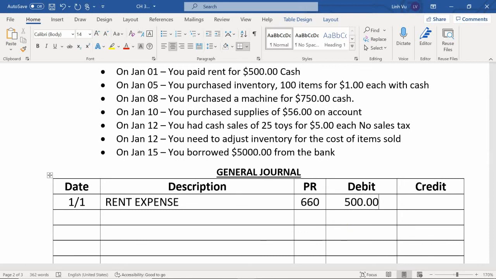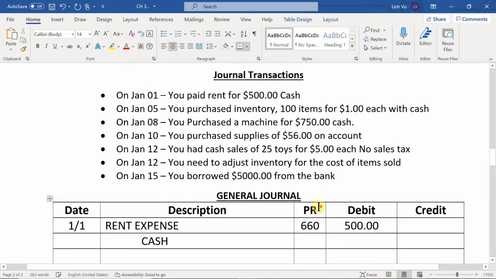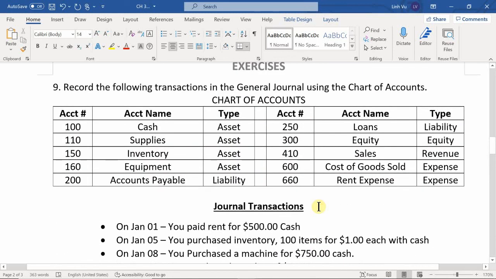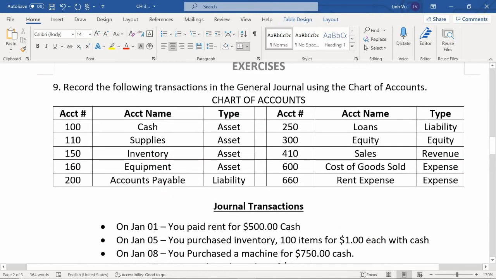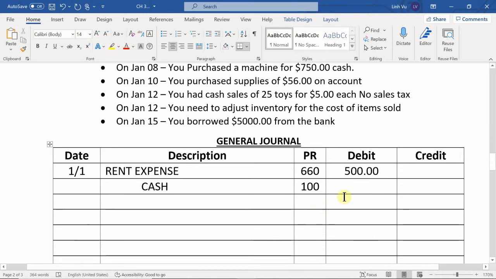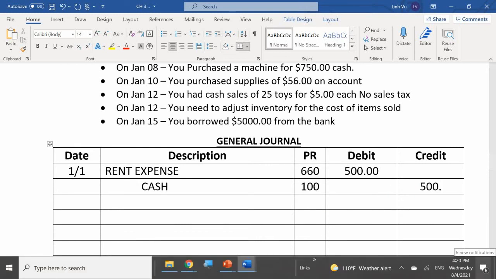Now, what is going to be my opposite account? What's my credit going to be? Because I need to make sure my debits match my credits. So the cash is going to be the credit. Yes, excellent, because we used cash. We paid it, so we're decreasing our assets, because we're spending money. My cash account is account number 100. And we paid $500.